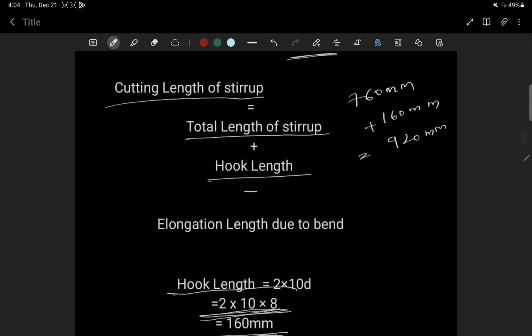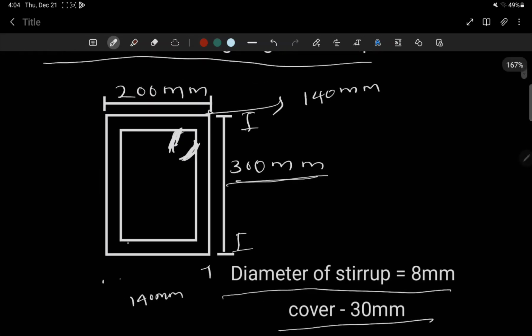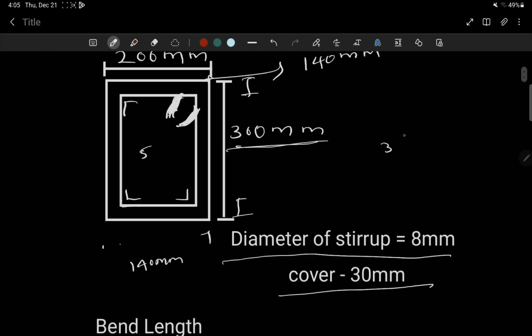From this, as we know that the steel is a ductile material and it will elongate when it bends. Here it is 90 degrees bend and here it is 90 degrees bend and here it is 90 degrees bend. For this hook it is 135 degrees bend and 135 degrees bend. So how many bends are there totally? Totally there are 5 bends. 3 of 90 degrees bend and 2 of 135 degrees bend.